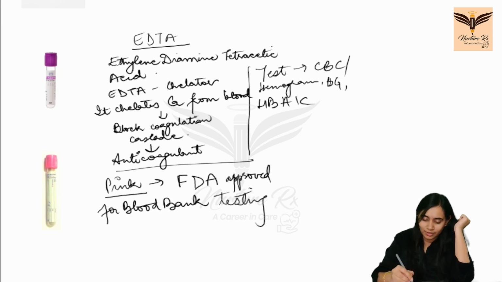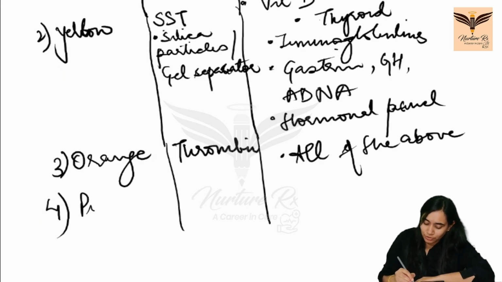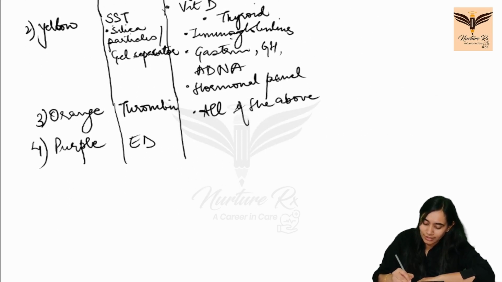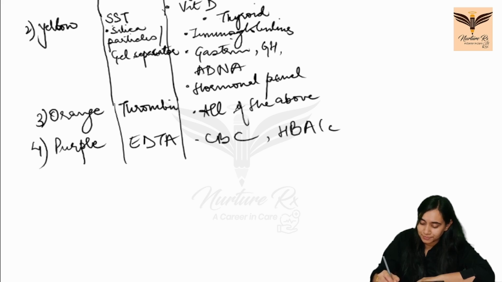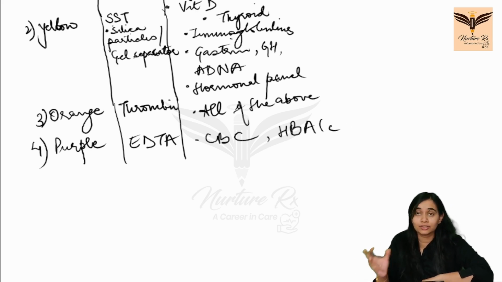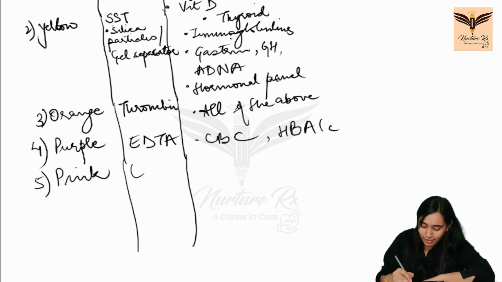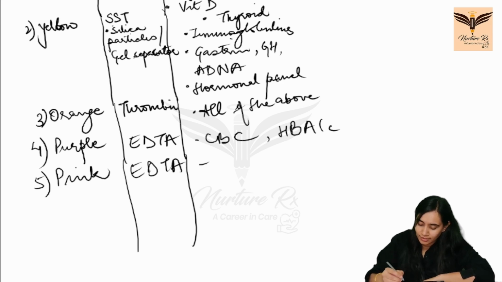Right? So now we'll summarize. So what is our purple tube used for? What does purple top have? EDTA. What are the tests it is helping in? CBC, HbA1c and similar tests which require unclotted blood. Okay. And similarly we write for pink also. Pink again contains EDTA and the test it is used for is blood bank serology.